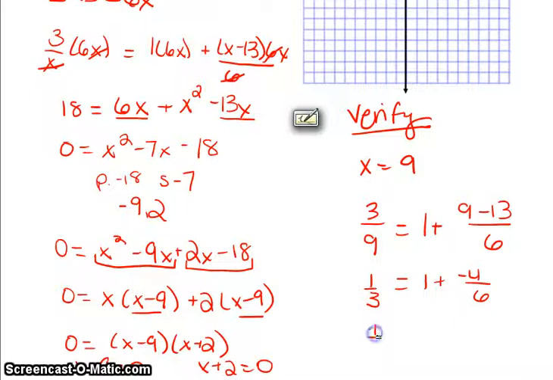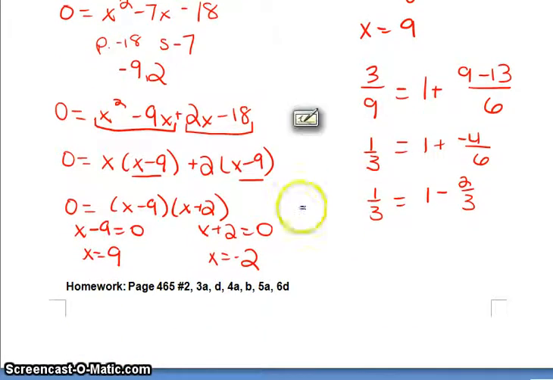Then we can rewrite, so we'd have 1 over 3 is equal to, and if we want a common denominator, or if we want to, we can simplify this first. So we'd have 1 minus, we can reduce this to 2 over 3. Going to scroll on down here. And if you guys want to, this is 3 over 3, so it'd be 3 minus 2. And what we'd have is that 1 over 3 is in fact equal to 1 over 3. So that checks out wonderfully. Okay? Now we'll do the same for x is equal to negative 2.